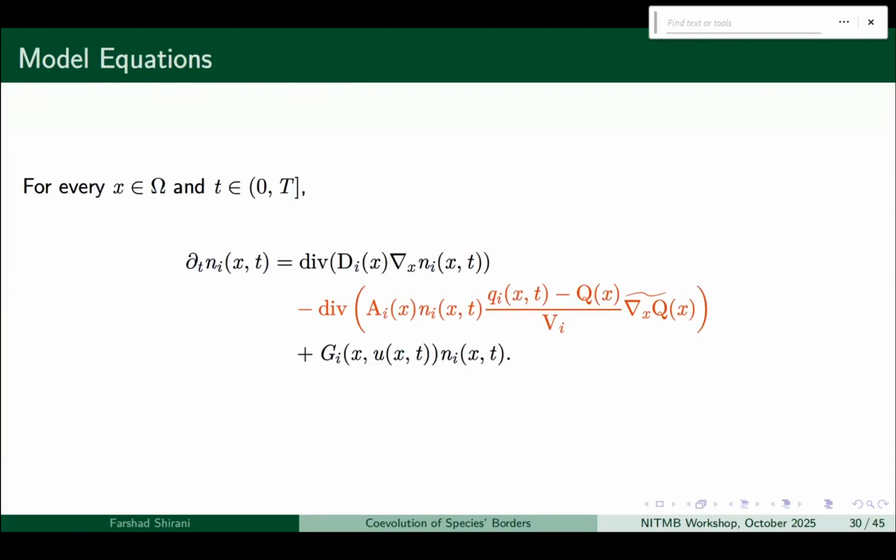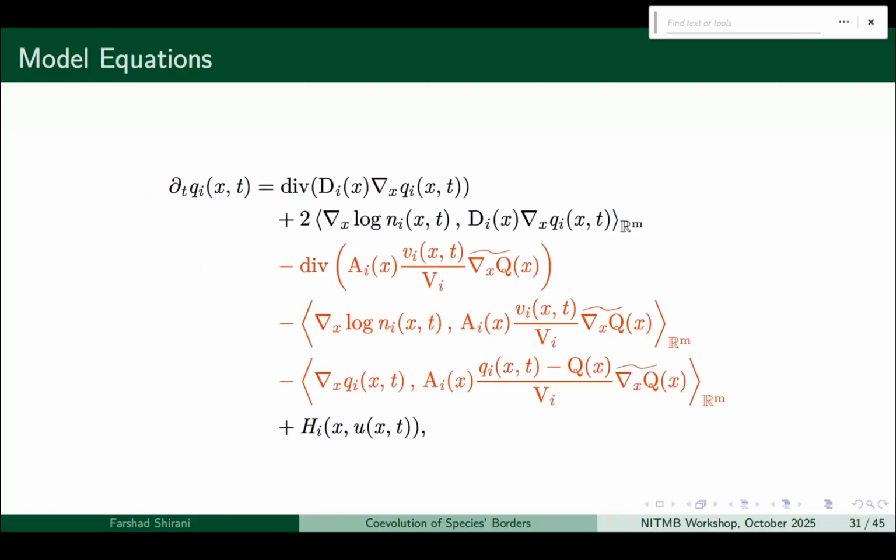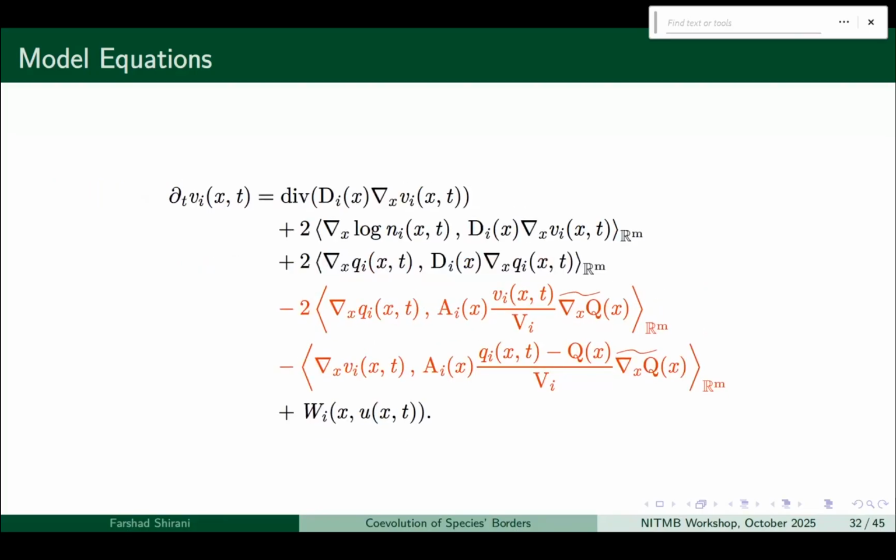And we derive the mean field model for this case. It appears that this adaptive dispersal is going to affect the population density, the mean value of the trait, and the variance of the trait in different ways.